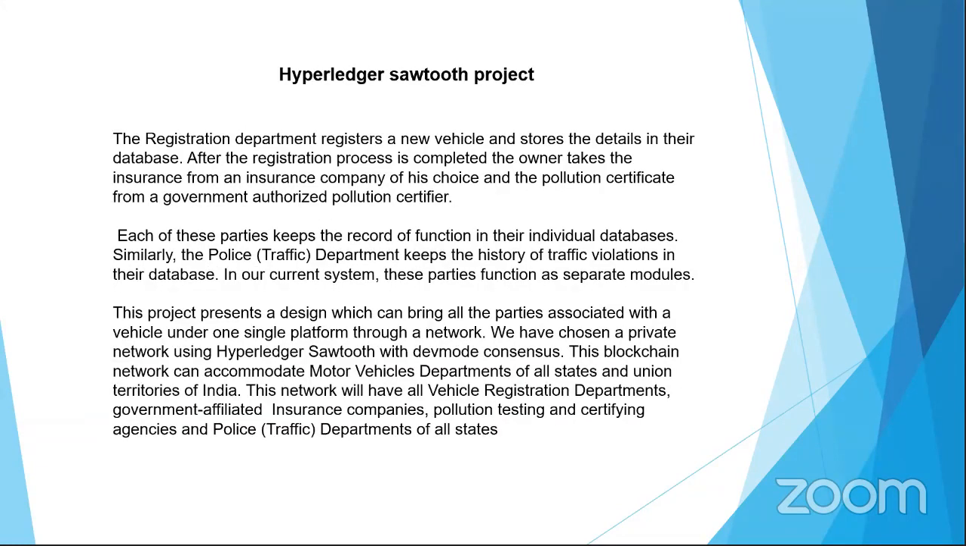The registration department registers a new vehicle and the details will be stored in the database. Similarly, other parties also, for example, an insurance company issues the insurance and keeps the data in their single servers. But when it comes to the network, the entire data will be in this chain, and we can simply explain this scenario with an example.